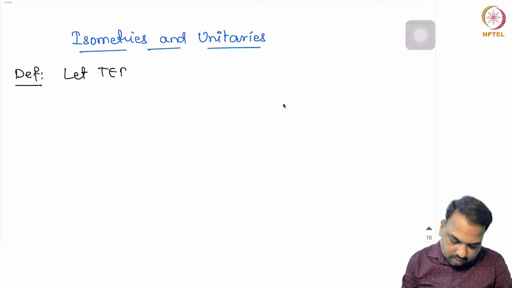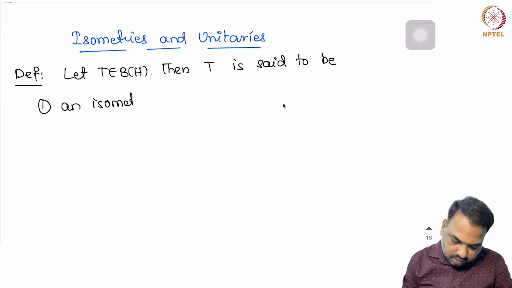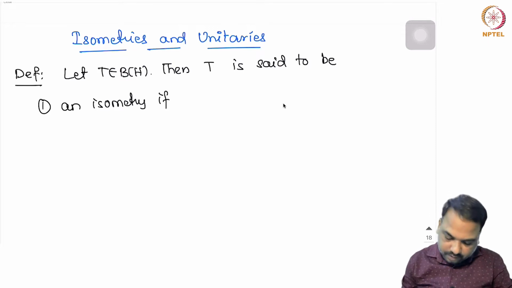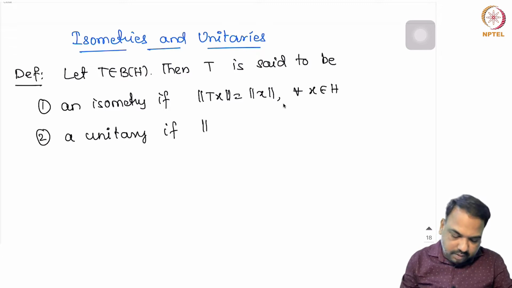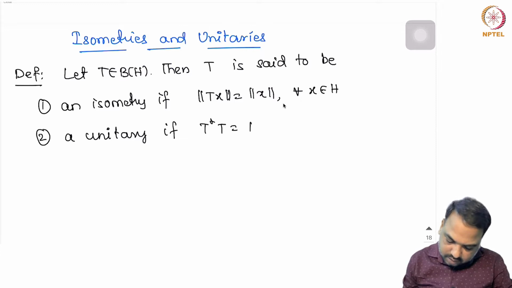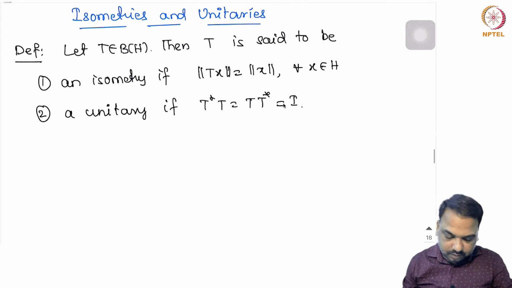Let T be a bounded operator on H. Then T is said to be an isometry if norm Tx equals norm x for every x in H. It is said to be a unitary if T star T equals T T star, that is identity on the Hilbert space H. So let us quickly look at examples.